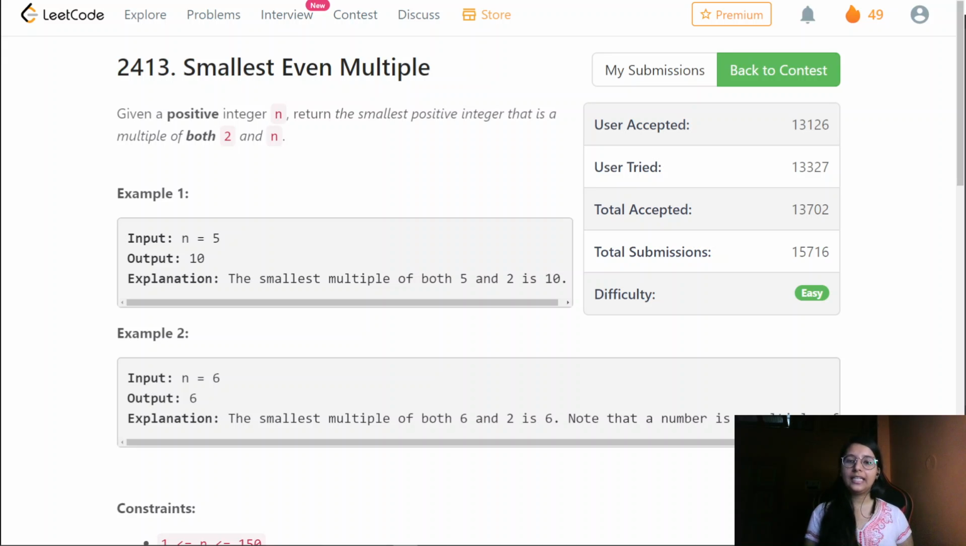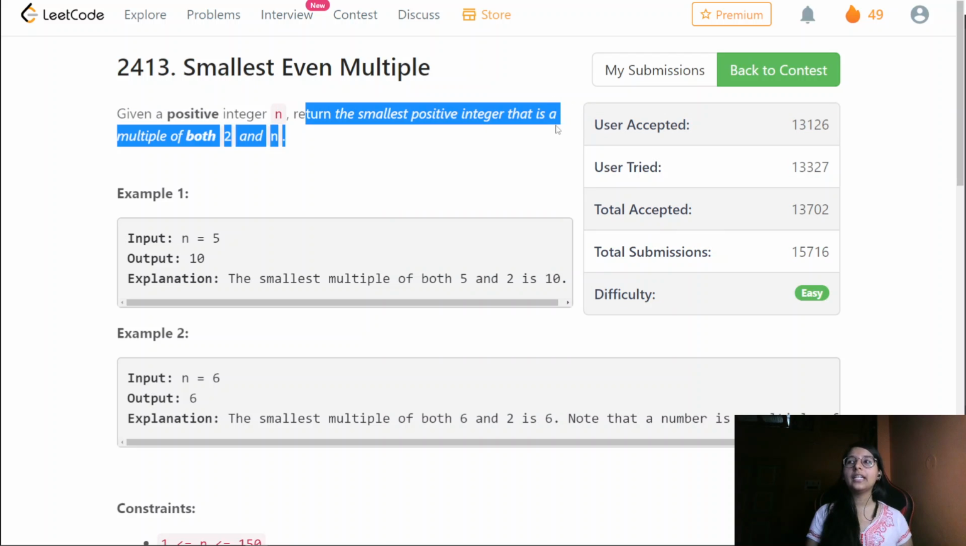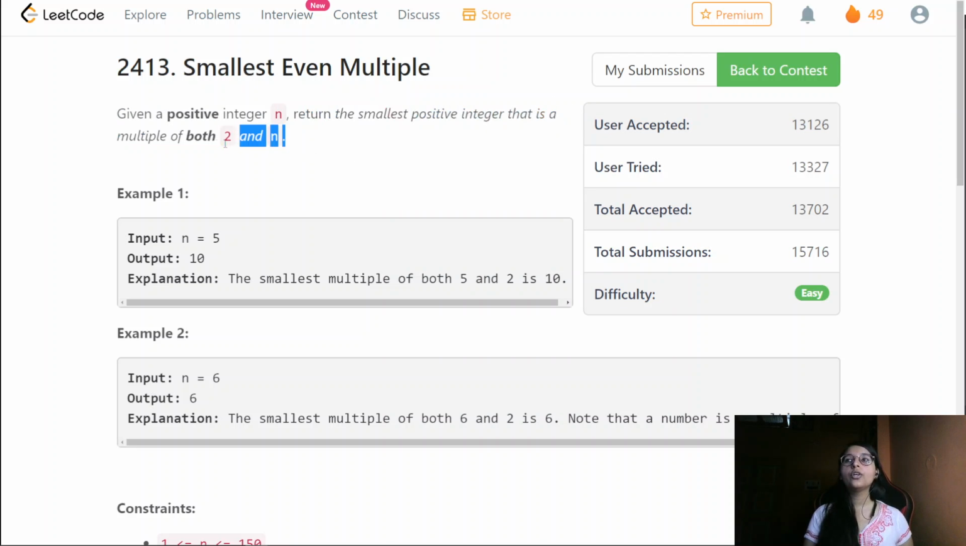So today we are going to do the Leetcode weekly challenge. First question, smallest even multiple. So basically in this question we are given an integer and we are required to return the smallest multiple which is basically a multiple of 2 and this given number. So what we are given is, given a positive integer n, return the smallest positive integer that is a multiple of both 2 and n. So the thing is that it is a mathematical question only.